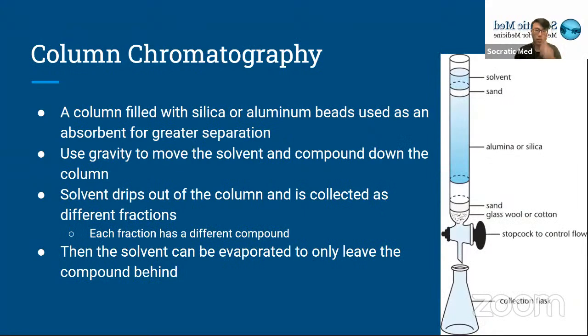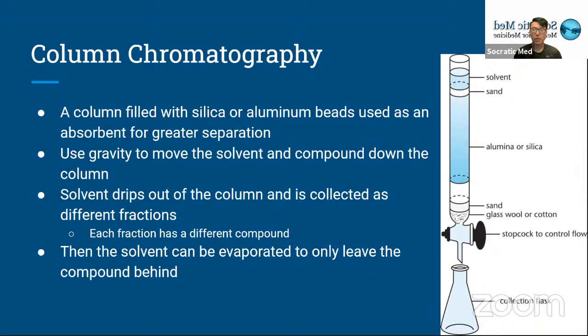There's another type of chromatography known as column chromatography. This is when you have a column filled with either silica or alumina beads, used as an absorbent for greater separation. This is similar to TLC chromatography, except it's on a larger scale, and you're able to separate and distinguish larger quantities of the sample.